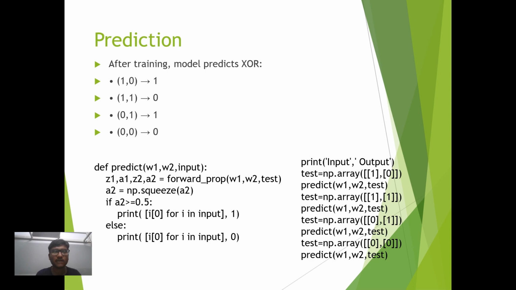And prediction, so after the training, the model predicts XOR. So 10 returns 1, 11 returns 0, 01 returns 1, and 00 returns 0. And we use a certain function for predicting this, and we test this function using some test values.